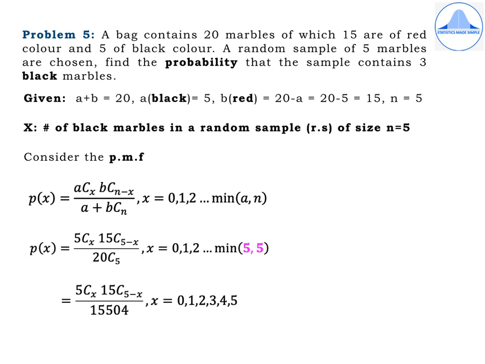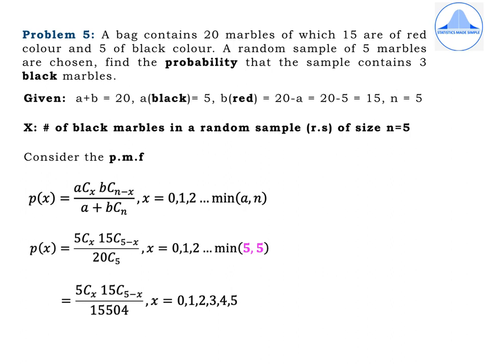So the characteristic will always depend on what probability is asked. So in this problem, because they have asked you to find the probability that this sample contains 3 black marbles, your A will be the number of marbles which are black in color, and B will be the number of marbles which are red in color. So first write given.